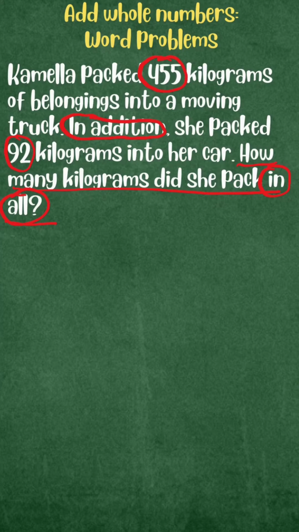Notice I circled in addition. That tells me what I'm going to be adding. And I circled the numbers that I'm going to have to add together, 455 and 92. So let me set this up. 455, I'm going to add that to 92.